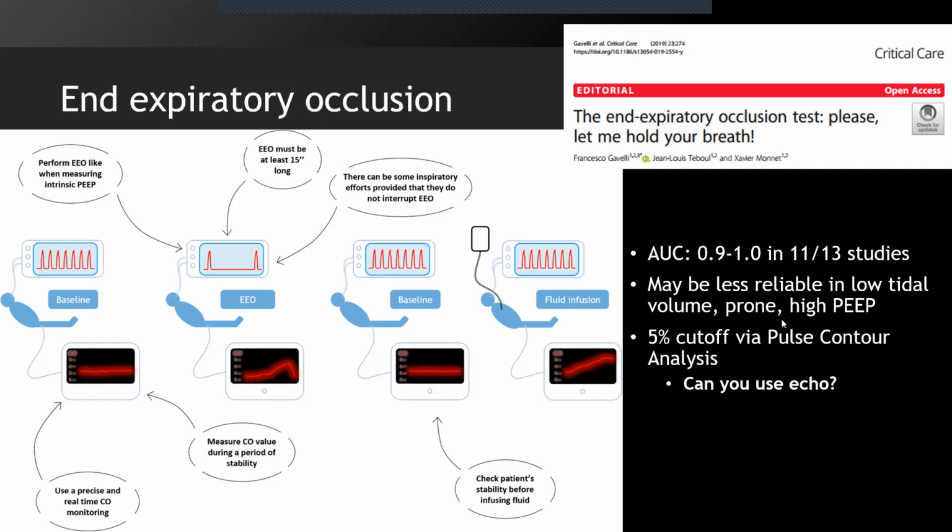It might not be as reliable in patients who already have a high PEEP or are prone, perhaps not in low tidal volume. These are things that have to be actively explored. Now, can you use echo for this? Why not just use the LVOT VTI if you don't have pulse contour analysis? Can you use echo to measure the same thing? Just look for that 5% change in cardiac output with your end expiratory occlusion, and if you have it, you'll be confident that this patient's fluid responsive.